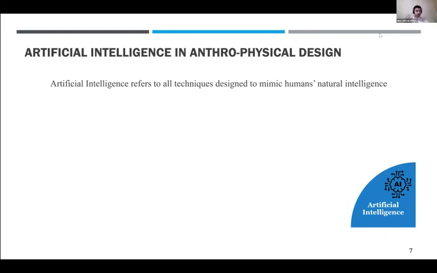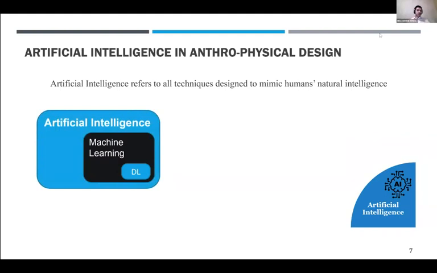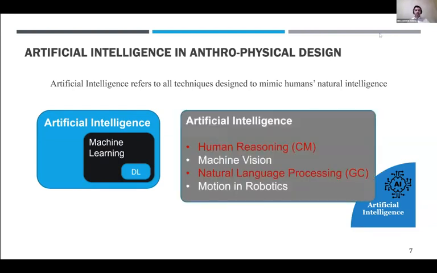Generally speaking, AI refers to all techniques designed to mimic human natural intelligence. Today, the buzzword AI is mostly talking about machine learning and deep learning, which is image processing or transfer learning. All of these, ChatGPT, image recognition, video processing, are machine learning, and they're all a subset of artificial intelligence. They are not equal to artificial intelligence. AI is a more generic term, and it contains different methodologies.